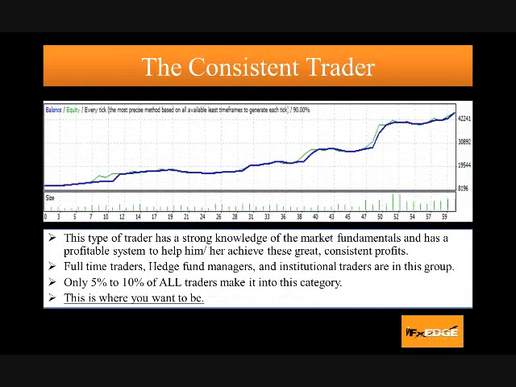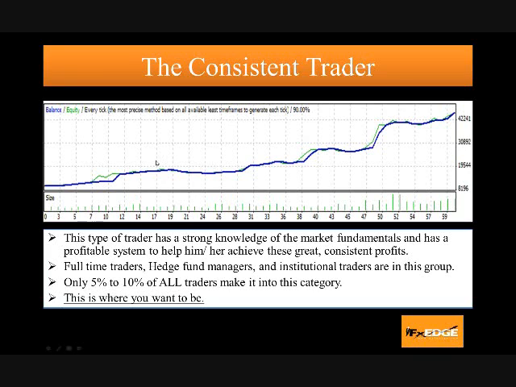And then there's the third type of trader, which is the consistent trader. This guy's making money. His equity curve is headed to the upside, kind of like the accounts that you've seen us demonstrate here. This type of trader has a strong knowledge of the market fundamentals and has a profitable system to help him achieve these great consistent profits. Full-time traders, hedge fund managers, and institutional traders are generally in this group. This is about 5 to 10% of the market. They say 10%, but I think it really is closer to 5%, from what I can tell.